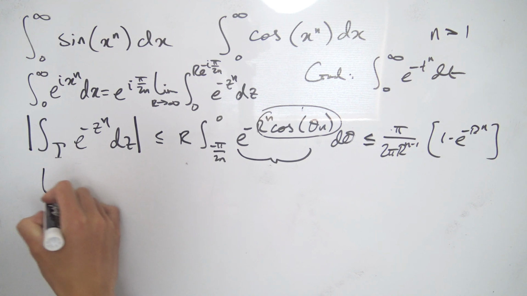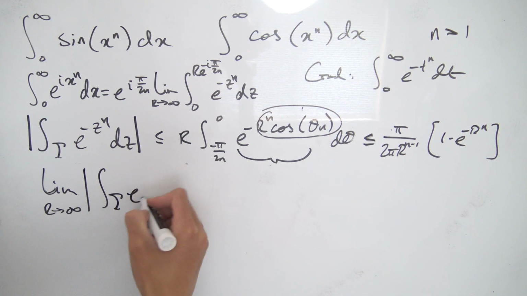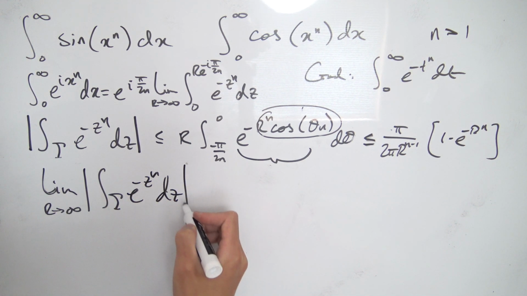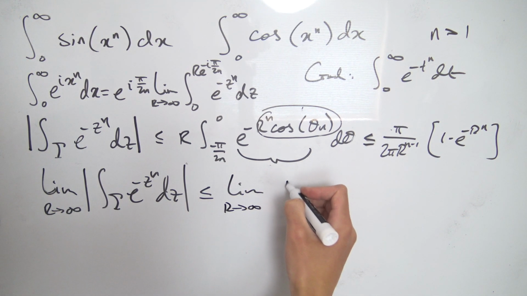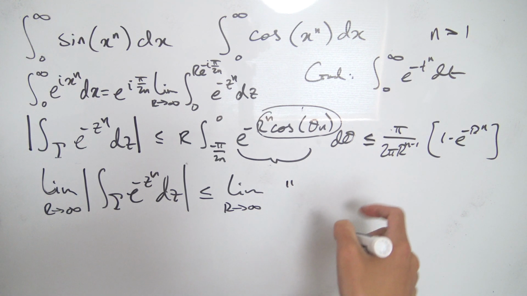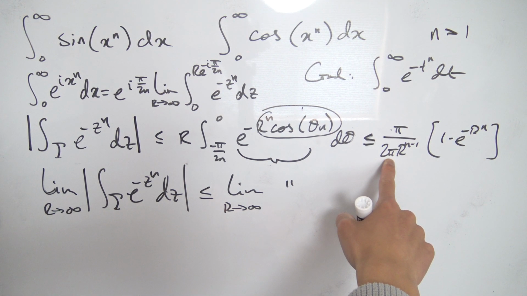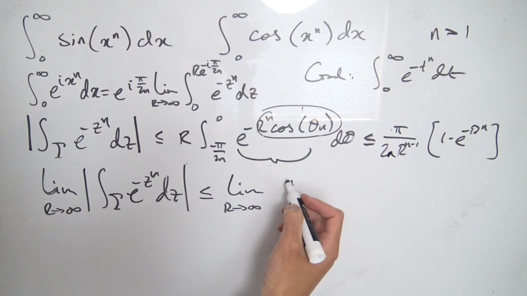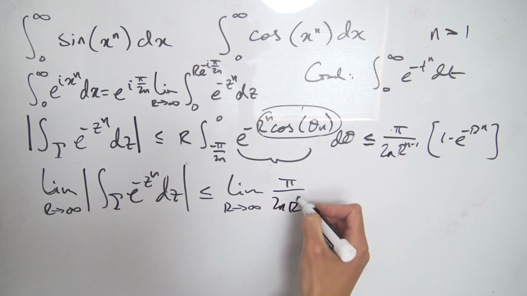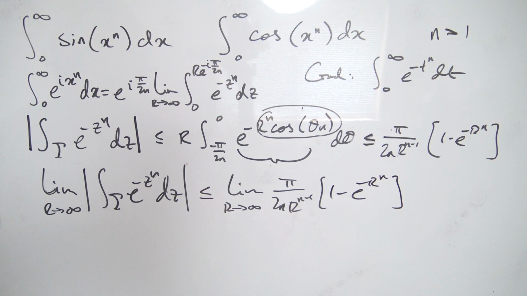So if we take the limit on both sides, so limit as r approaches infinity on the absolute value of the integral over gamma of e to the minus z to the n dz, that's less than or equal to the limit as r approaches infinity. Pi, let's see, what did I do wrong over here? I believe this should have been an n, not 2 pi, so 2n, like so. So we have pi over 2n r to the n minus 1, and then 1 minus e to the minus r to the n. And what happens as r approaches infinity?